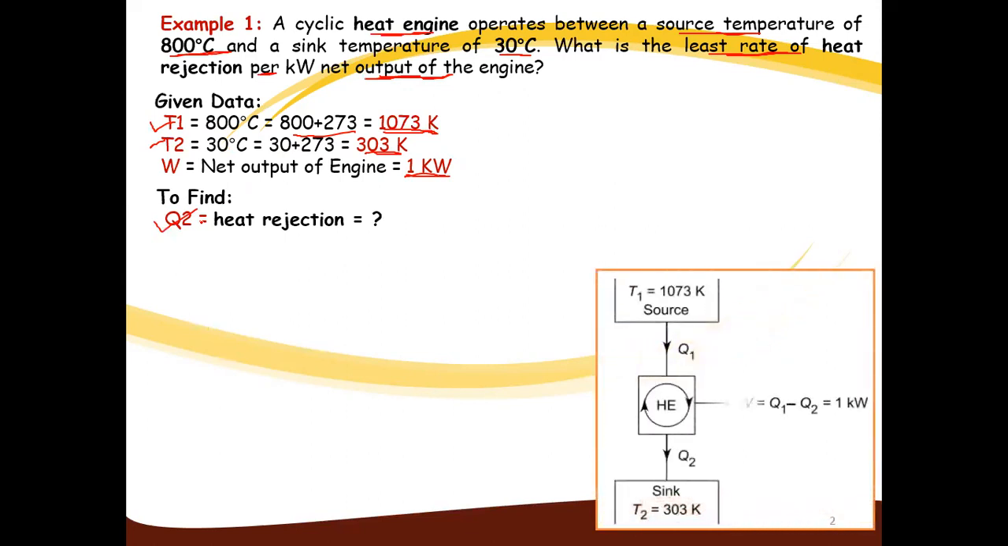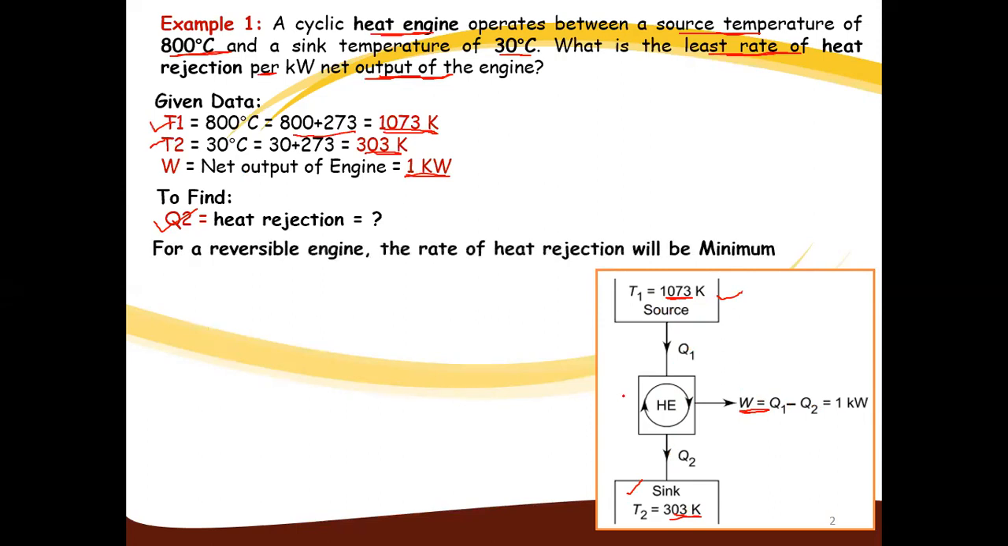So we have to draw this diagram. We have a heat engine. T1 is the source temperature, that is 1073 Kelvin, the source. And we have the sink temperature, that is 303 Kelvin, the T2. Then Q1 is the amount of heat supplied to the heat engine, Q2 is the amount of heat rejected to the sink, and W is the work output by the heat engine, that is nothing but Q1 minus Q2, equal to 1 kilowatt. So we have to find out now, for a reversible engine, the rate of heat rejection should be minimum.